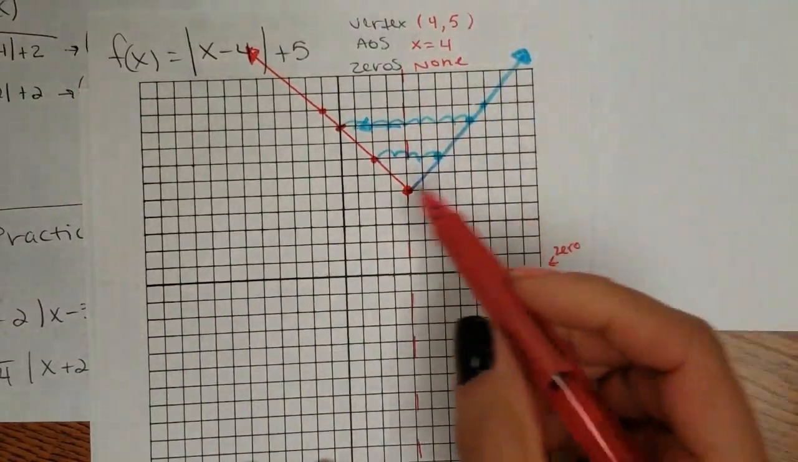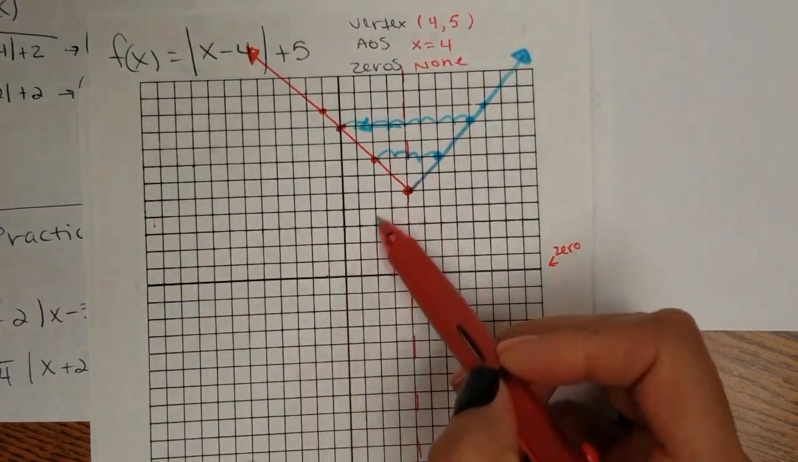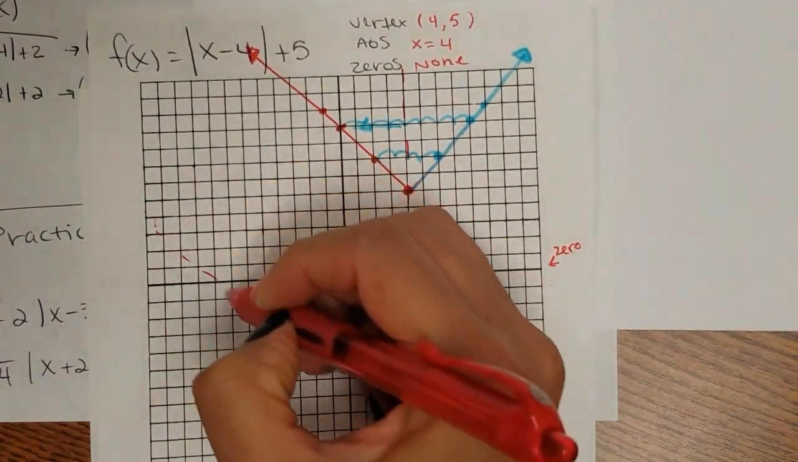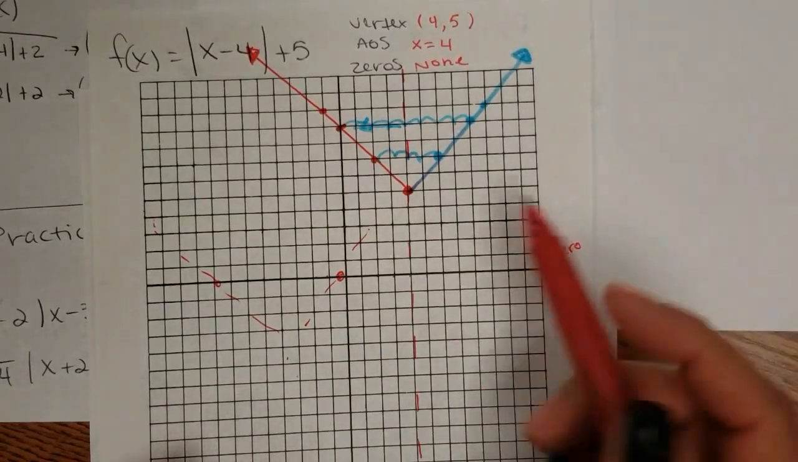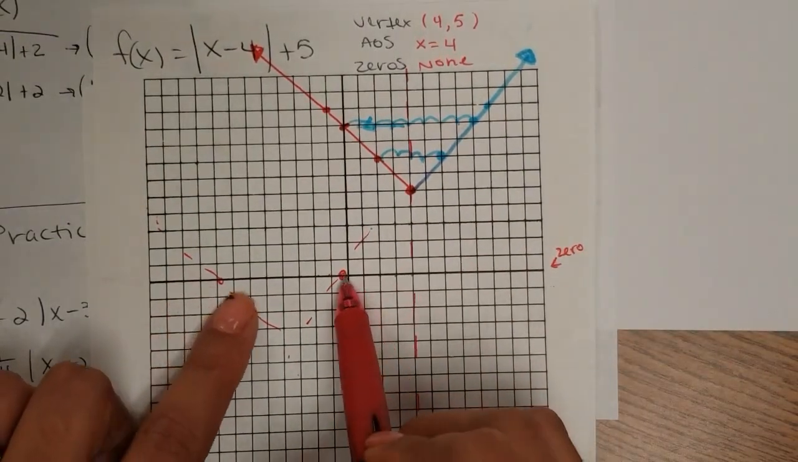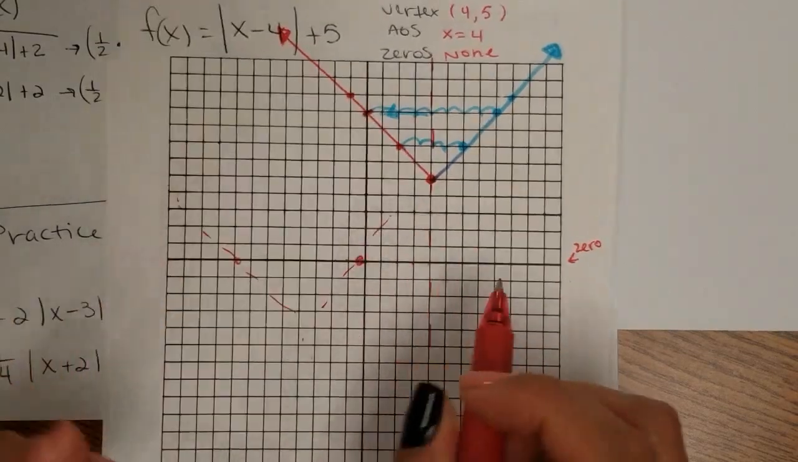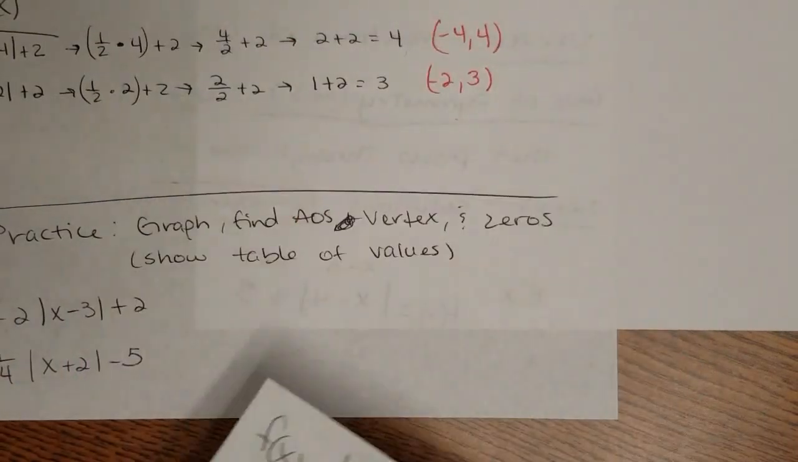Now you can have more than 1 zero, so if you had a graph like this, that would look something like that, then you would have a zero here and here. So then you would just list the zeros at 0 and, you know, whatever that value is. So that's all you're doing.